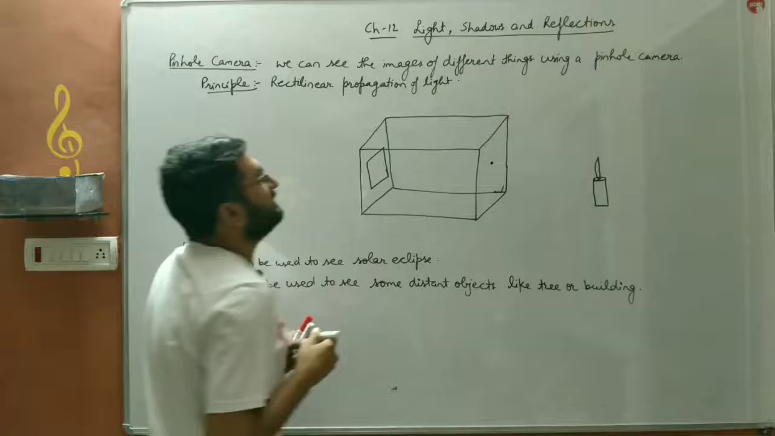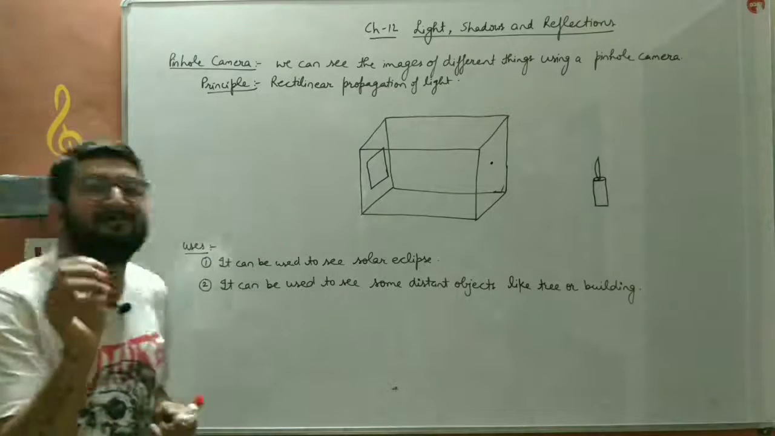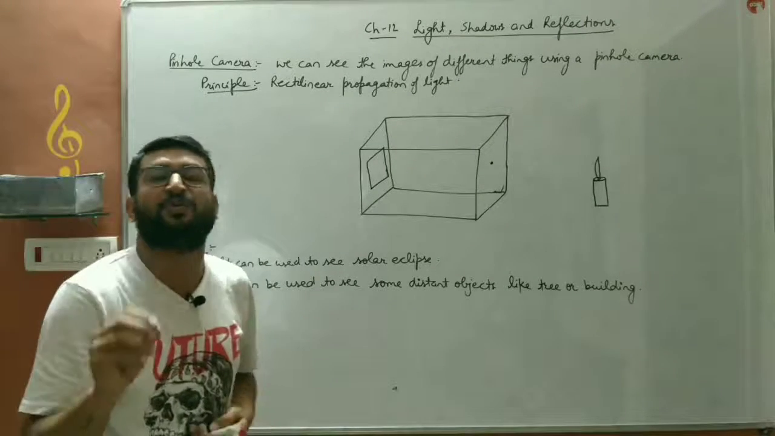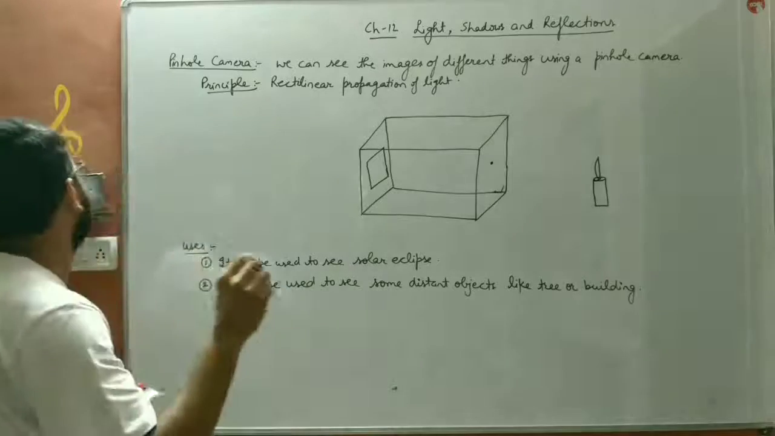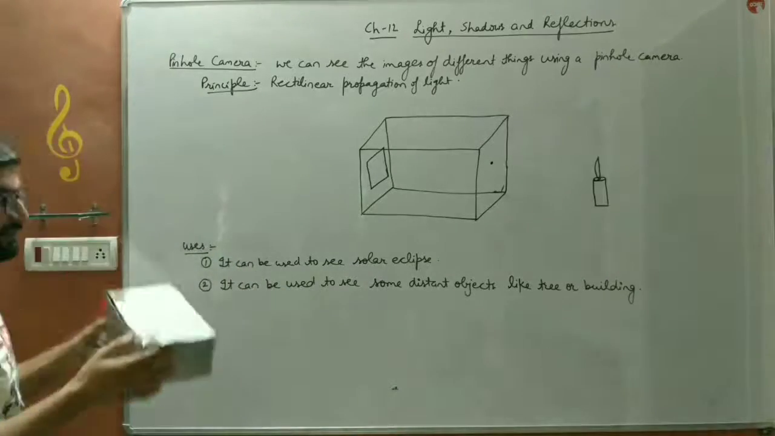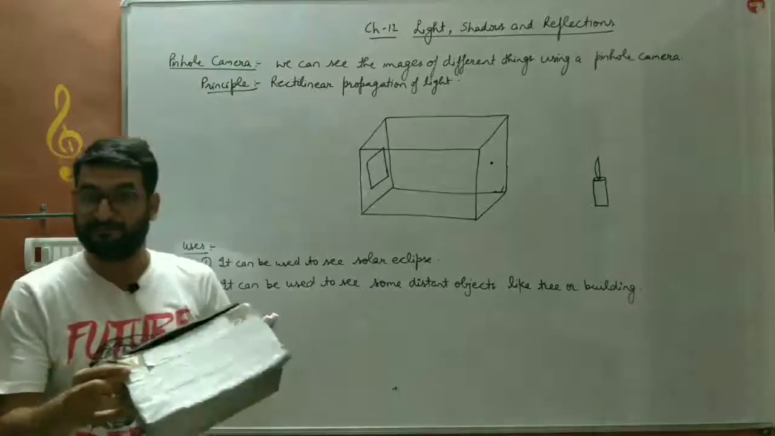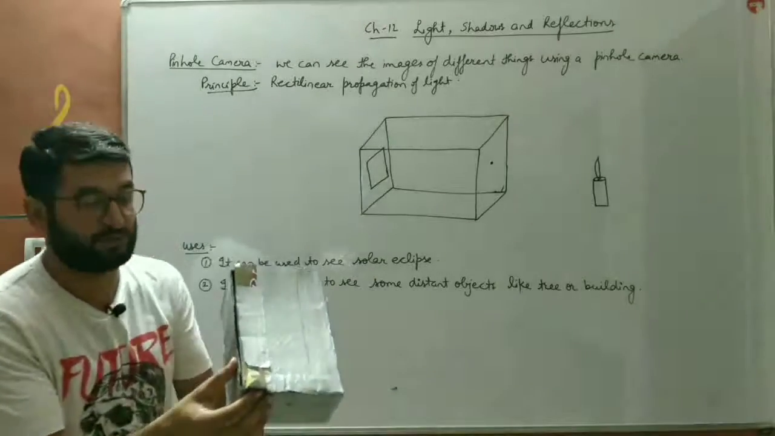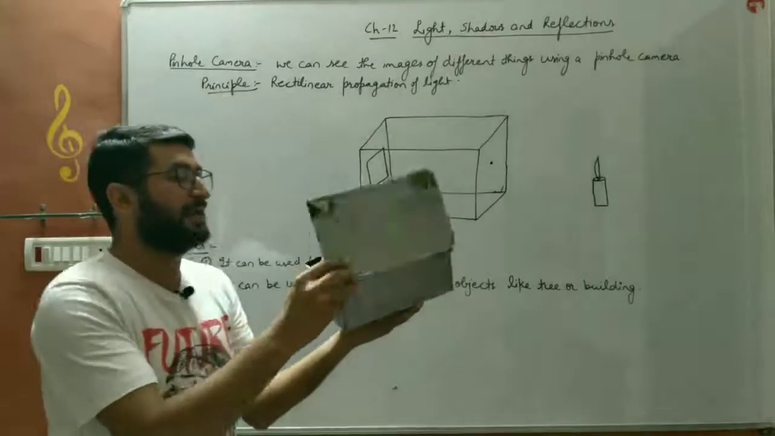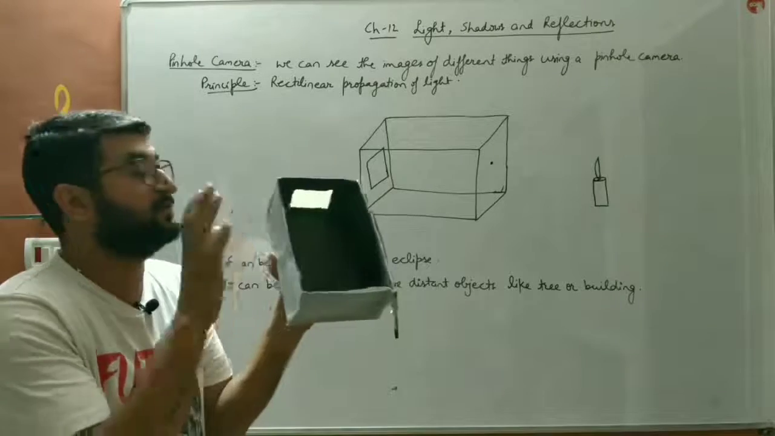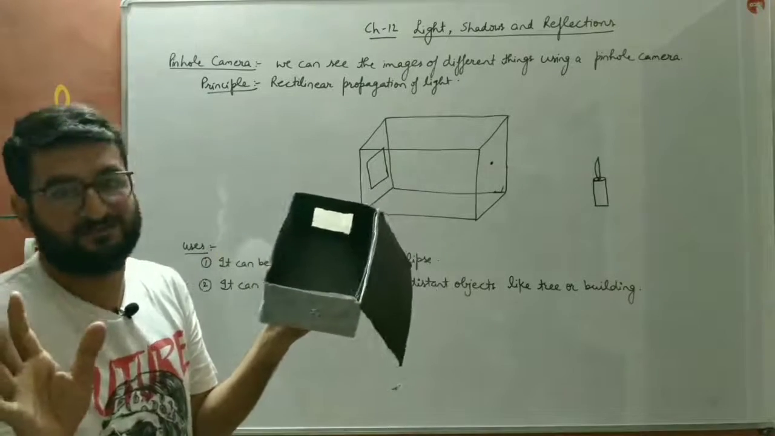The property of light due to which it always travels in a straight line is known as rectilinear propagation of light. This is a pinhole camera. You can make it at home, bache, as well. For that you require cardboard. A shoe box is appropriate for this.